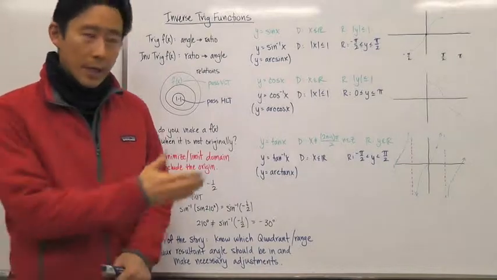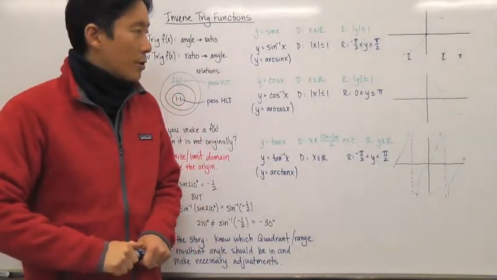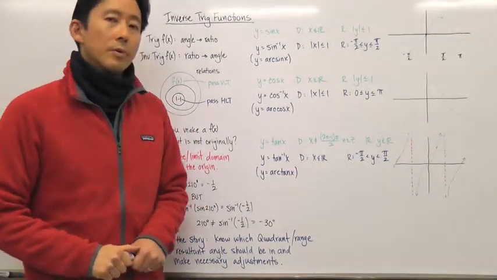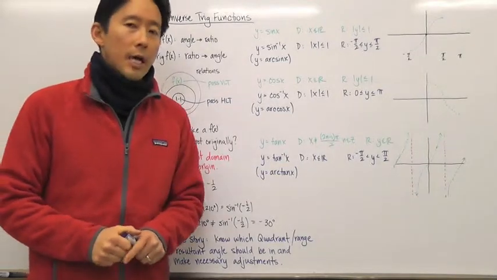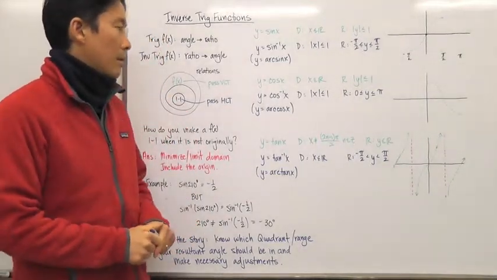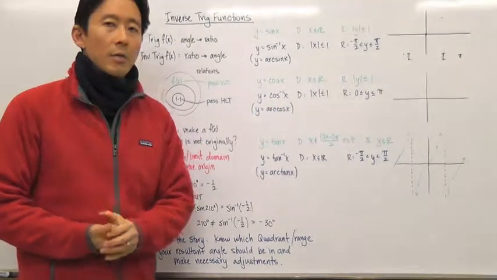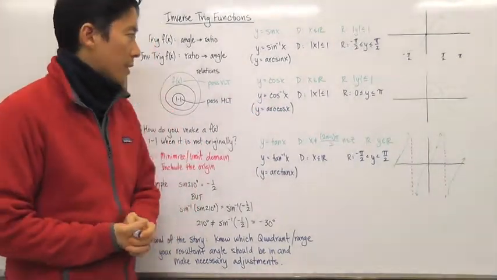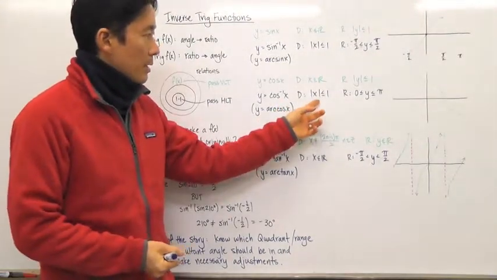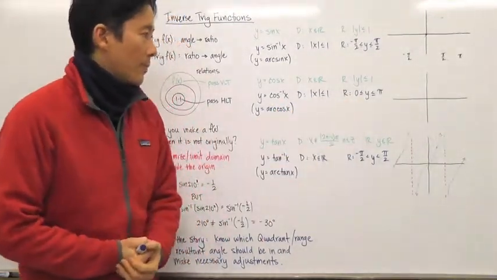Okay, so if we again reflect that particular portion of the y equals cosine graph about the line y equals x, we will be able to come up with y equals the inverse cosine of x, or the arc cosine of x. So this is the domain and this is the range.